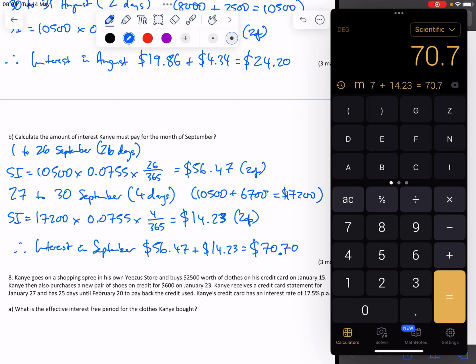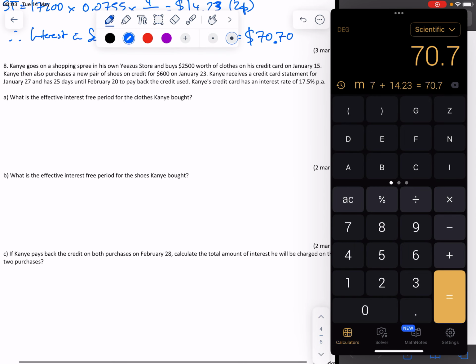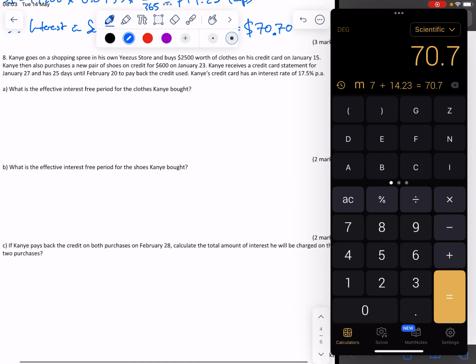Kanye goes for a shopping spree in his own store. Sounds like him. Buys $2,500 worth of clothes on his credit card. So it's a credit card question. On January 15, he purchases clothes, and new shoes on credit for $600 on January 23. He receives a statement on January 27, and has 25 days until Feb 20 to pay back the credit card used. He has an interest rate of 17.5% per annum. What's the effective interest-free period for the clothes?